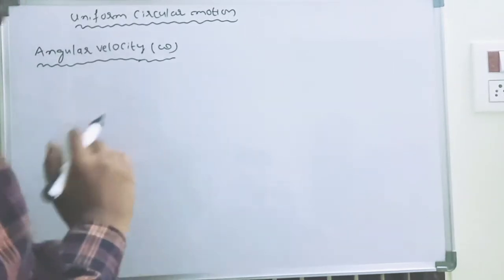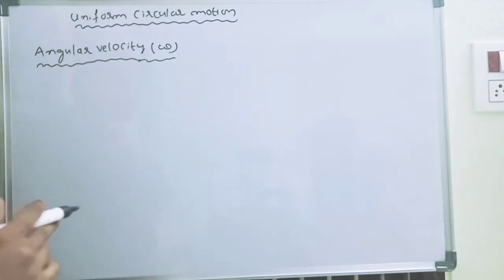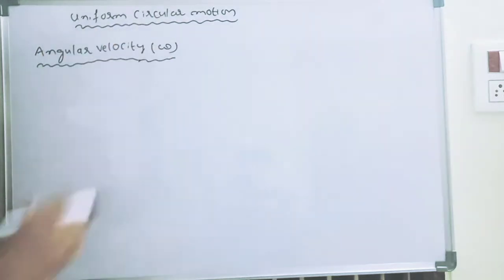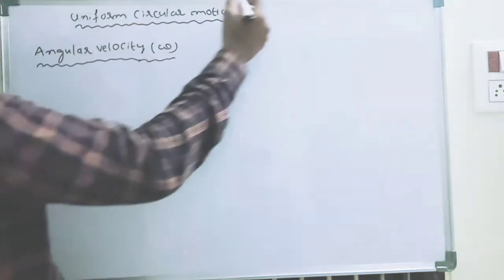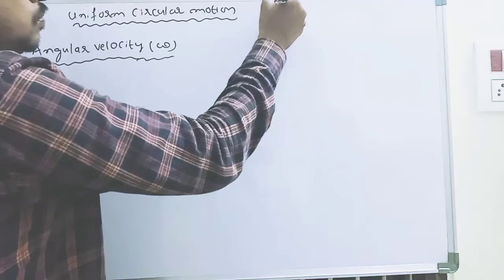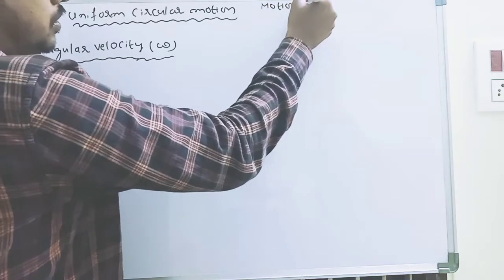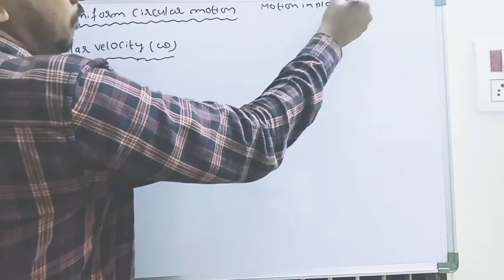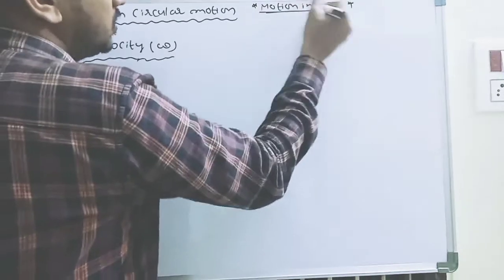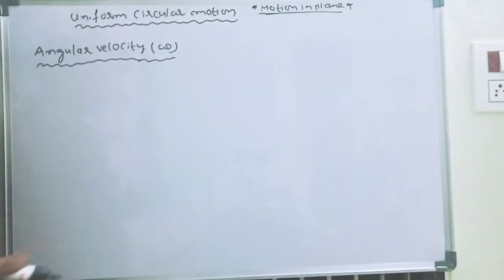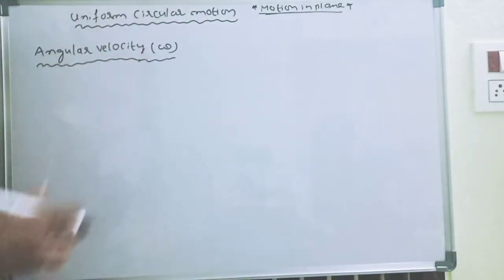Good morning, first years. We have discussed what is uniform circular motion. Uniform circular motion is over now. This belongs to the motion in a plane chapter, and in this chapter, this is the last topic.